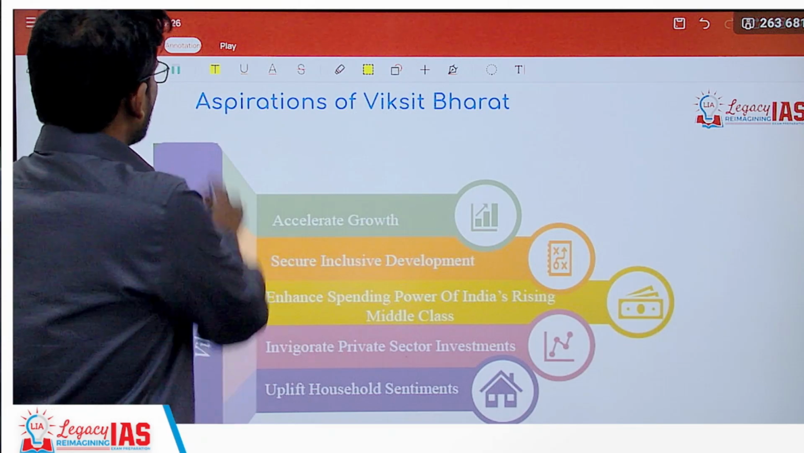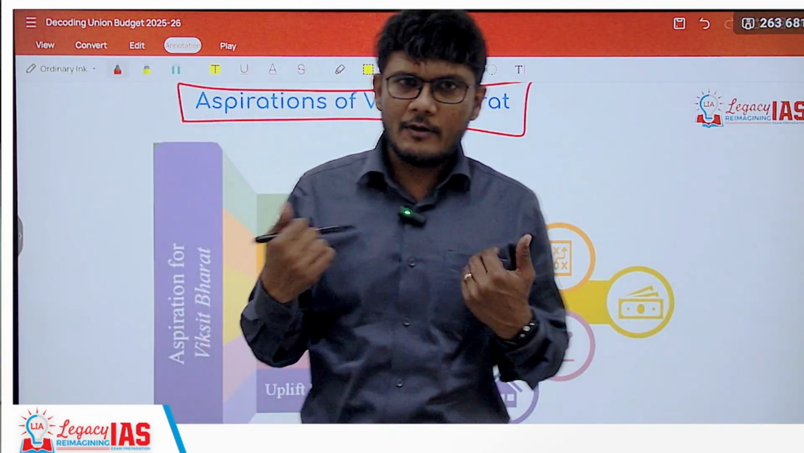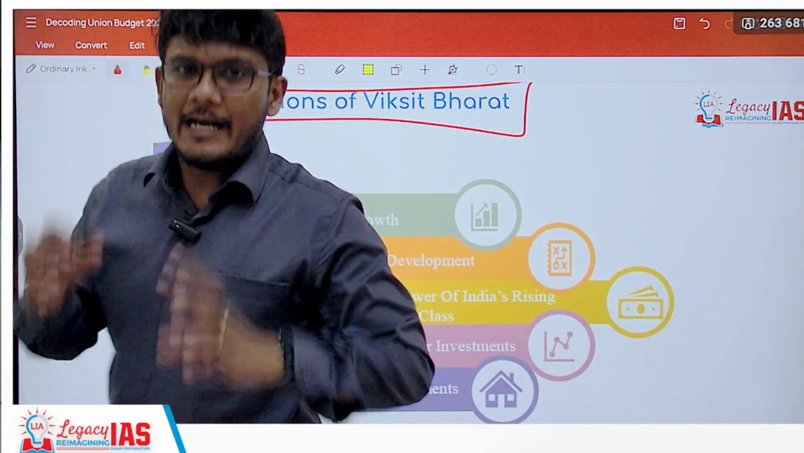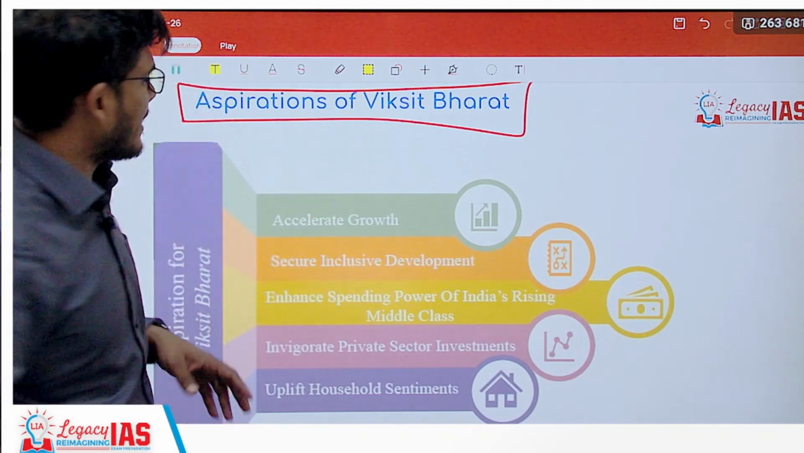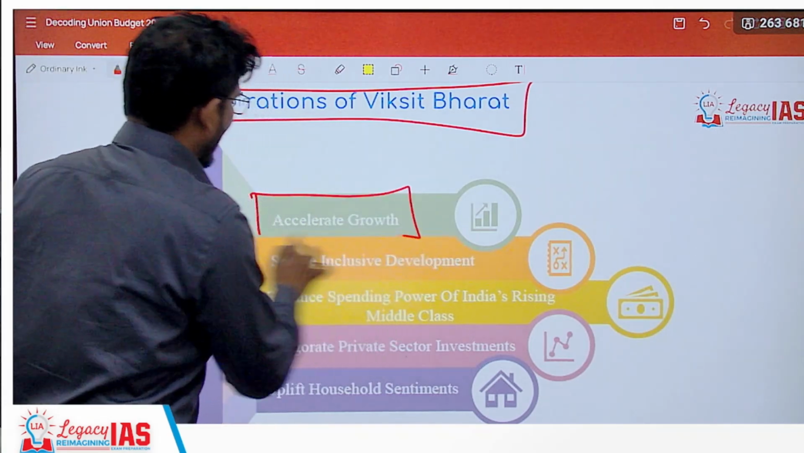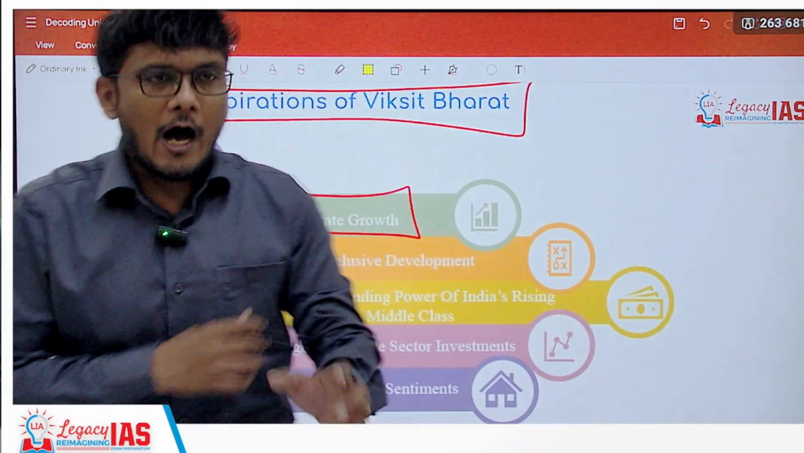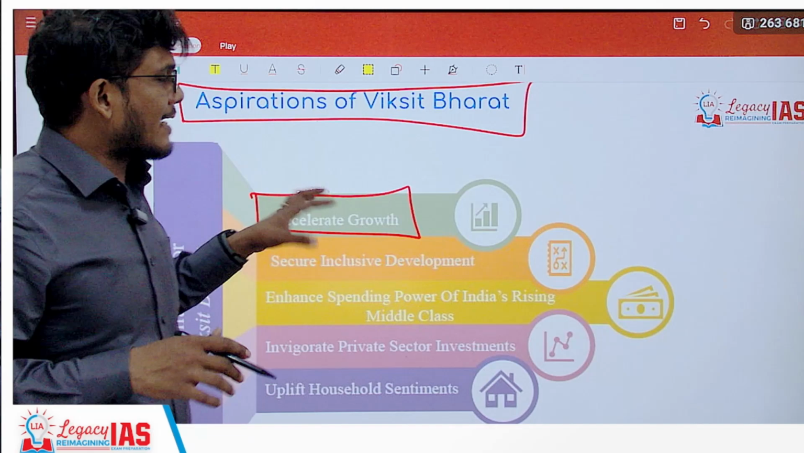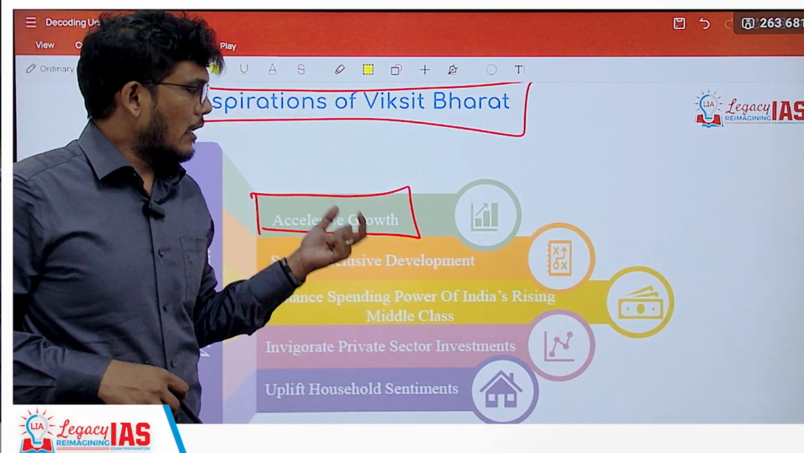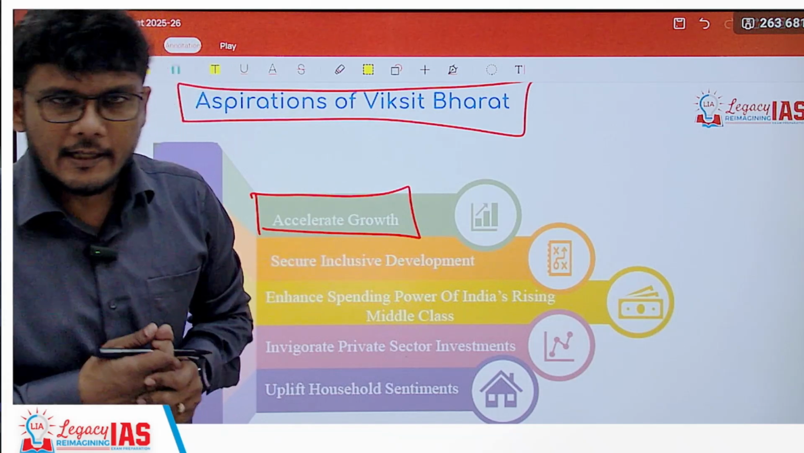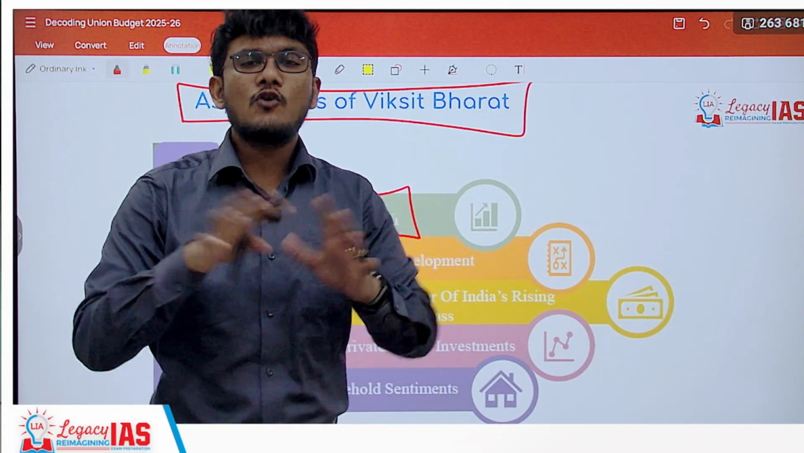Having said that, let us look at the aspirations of Viksit Bharat. Aspirations means we have said that we want to be Viksit Bharat, a developed India. But what does that developed India mean? So that developed India means we should have an accelerated growth. Accelerated growth means increased growth. Now, in fact, I'll tell you the difference between increased growth and accelerated growth. Accelerated growth means the economy will grow at a particular rate. Now, even that growth rate should keep on increasing. It should not be the same.